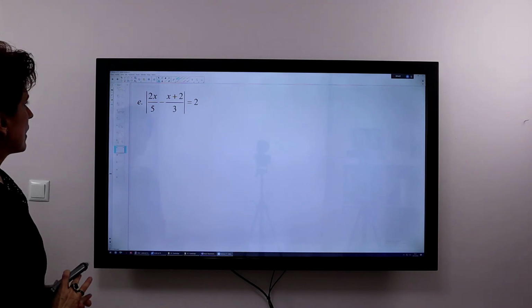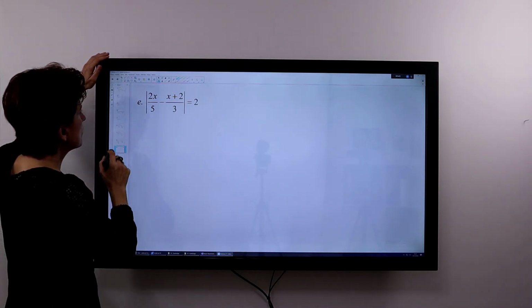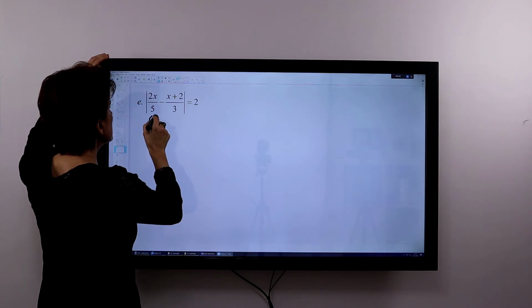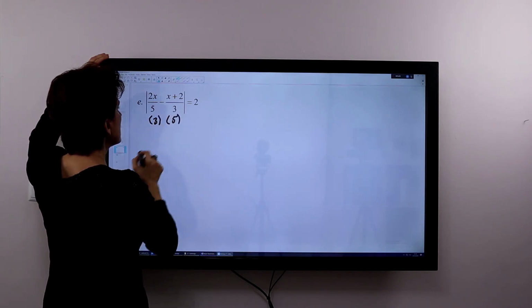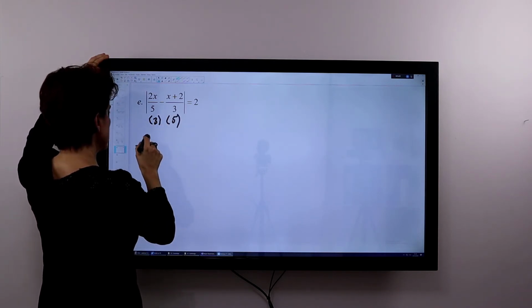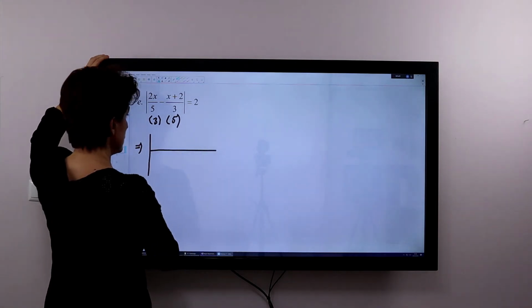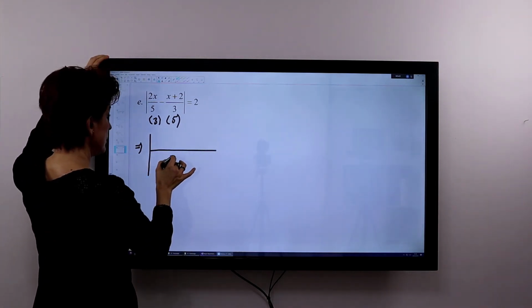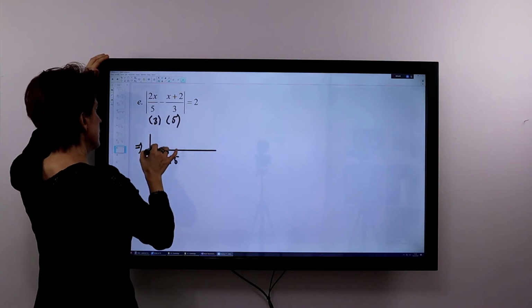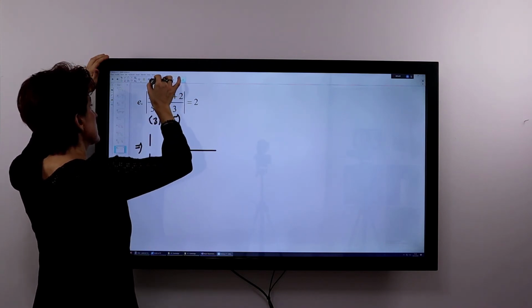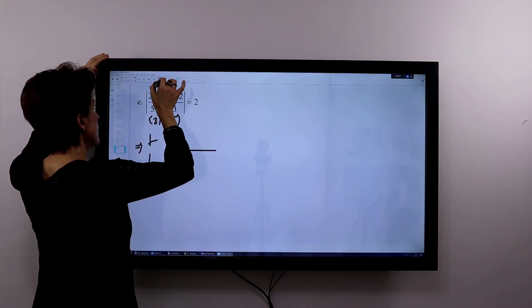Let's organize the inside first. How do you feel? I'm going to multiply this one by 3, this one by 5. I'm going to make the denominators equal. Do you agree with me? Here, 15. We need to be careful.